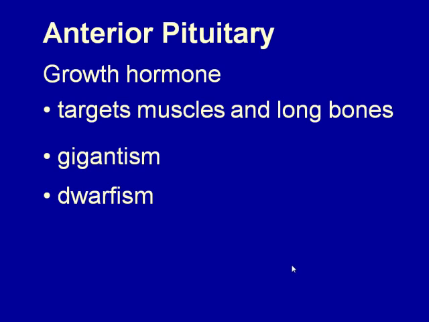People are seldom taller than 4 feet, but they are normally proportioned. They're just short. Now, if growth hormone is overproduced in adulthood, you get a condition called acromegaly. With acromegaly, only certain bones can respond to growth hormone.